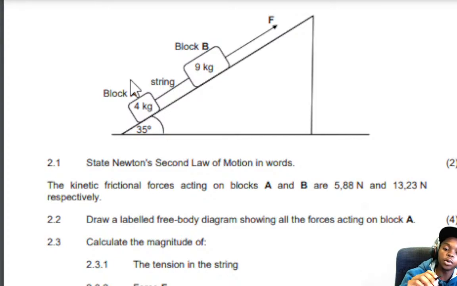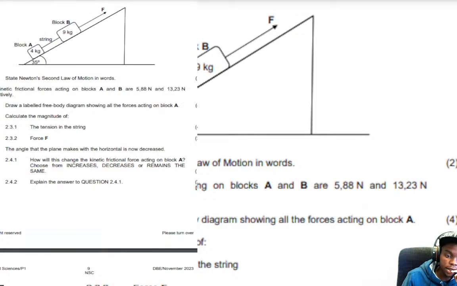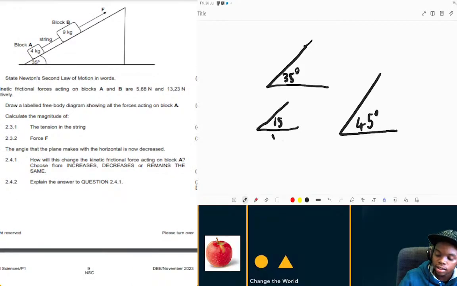So they're asking us what will happen if they decrease the angle. Let's say now we're taking the angle to 15 degrees. If you take the angle to 15 degrees, that means it's closer to a flat surface. So it will now be much easier to pull. It will be much easier to pull.